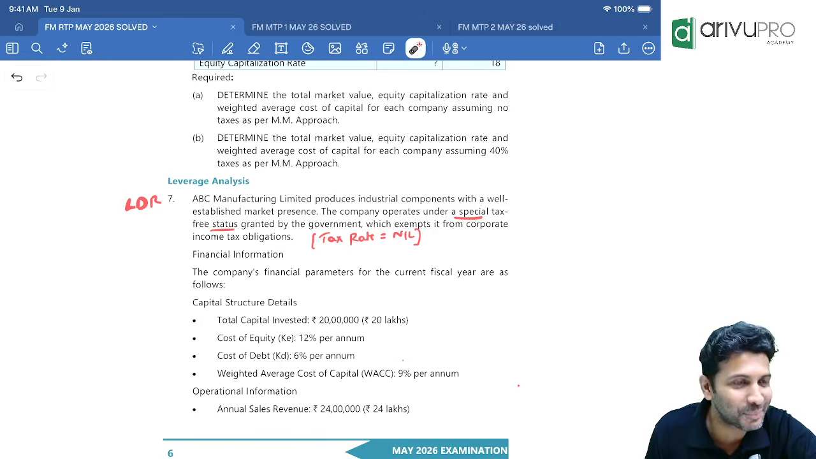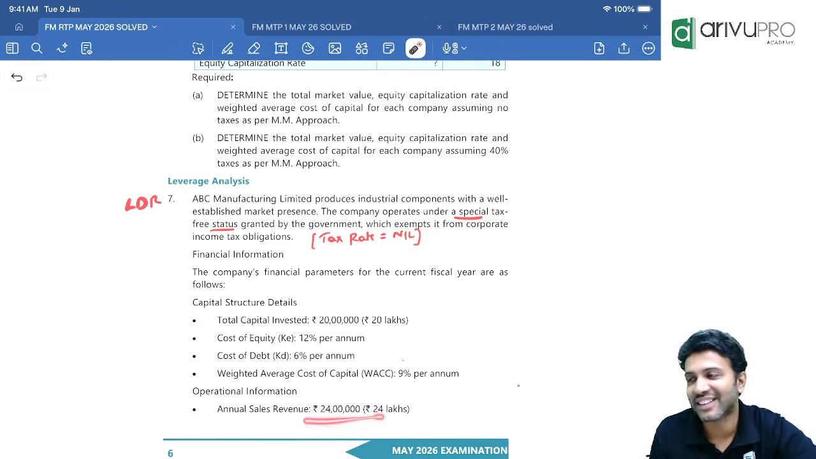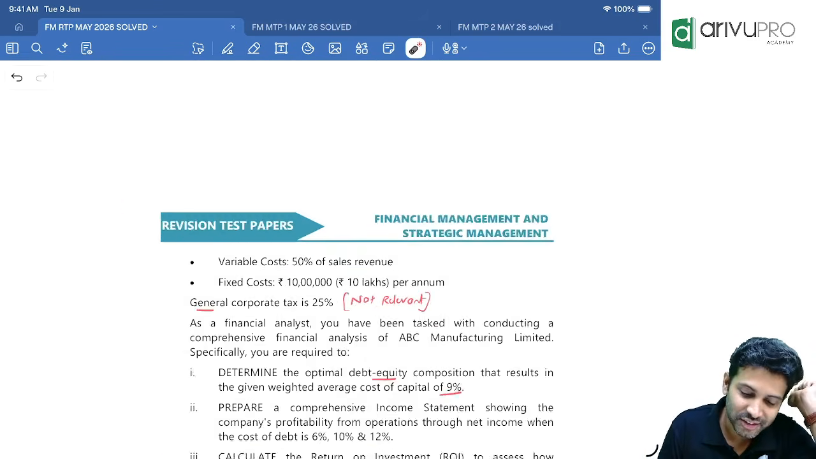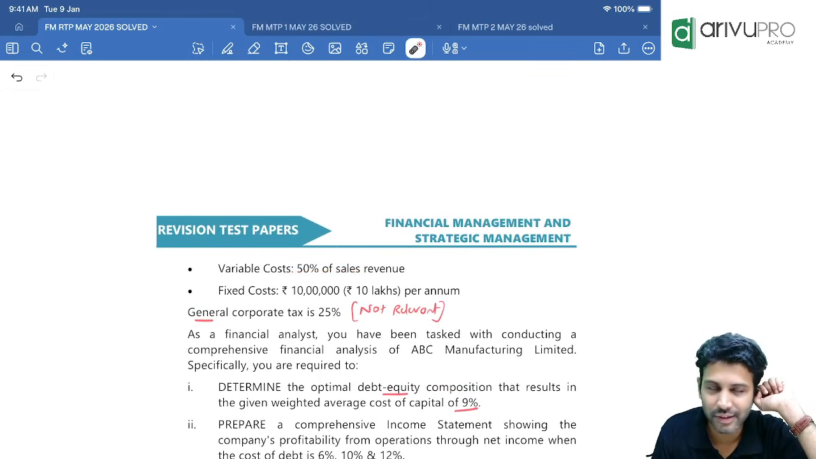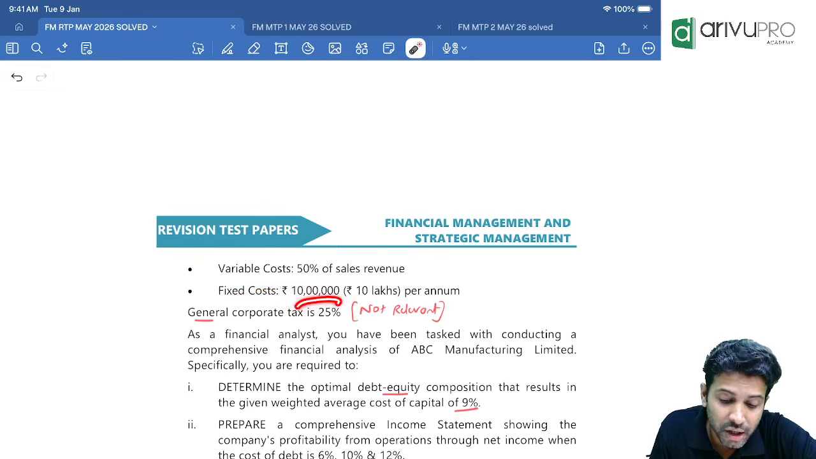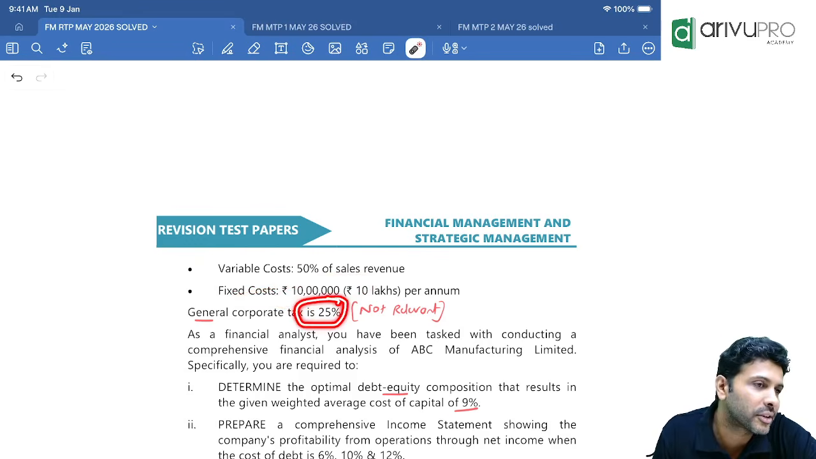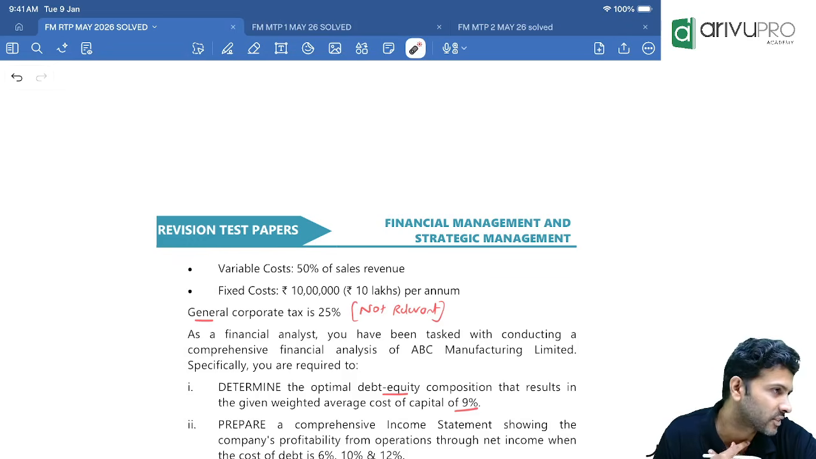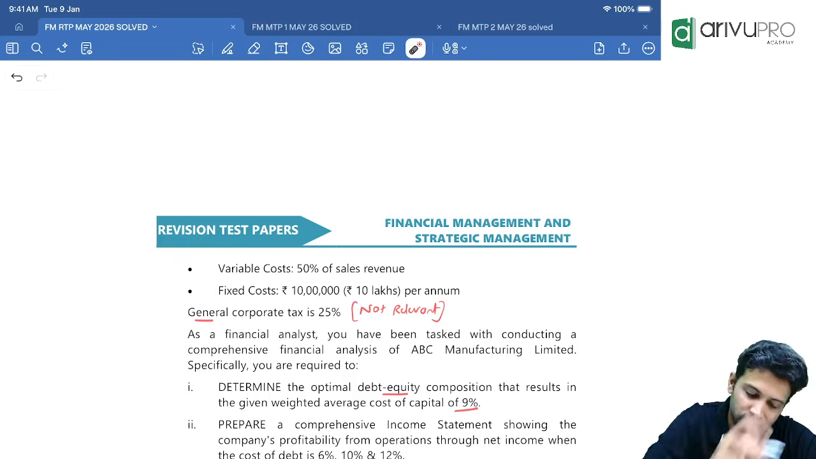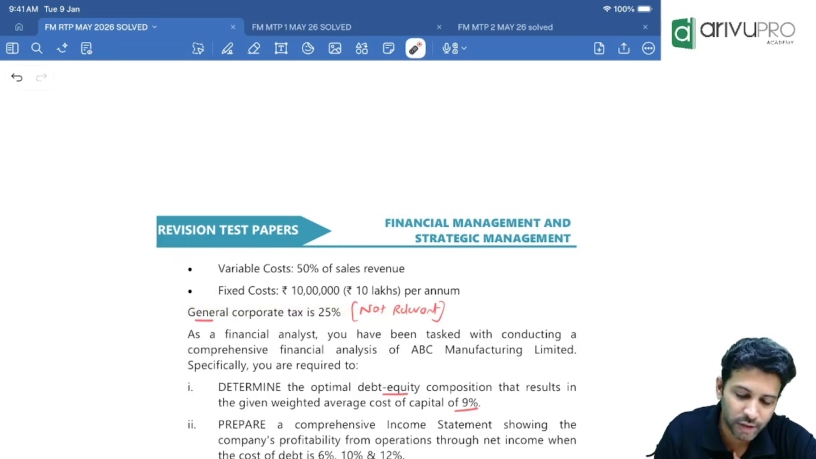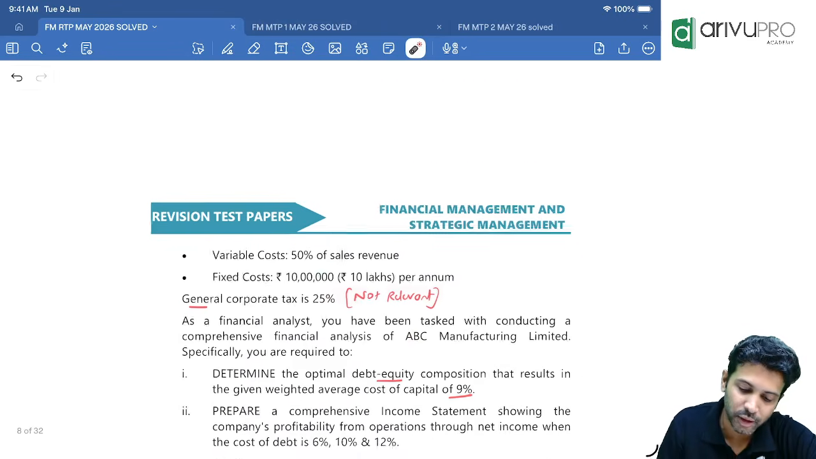We'll see. Now annual sales, how much? 24 lakhs. Variable cost is 50% of revenue or sales. Fixed cost is 10 lakh per annum. General corporate tax is 25%. Is it relevant for us or not? Because we enjoy a tax-free status, for us the tax is 0. This is just given to confuse. If you take this number, the whole answer will change. So this is not relevant, so I've written it out there for you.